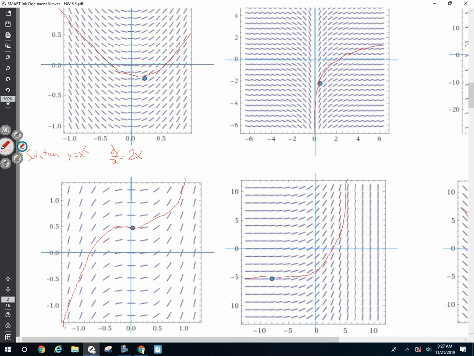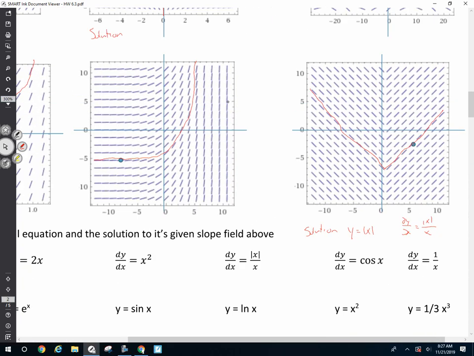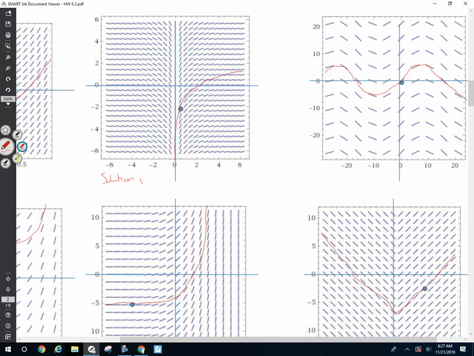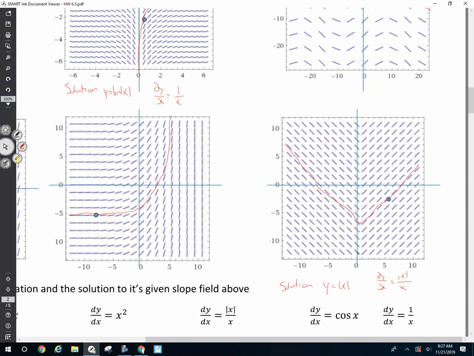Okay? This guy looks like either the square root function or a log function. I look and I see I don't have a square root function, but I do have a log function. It's probably log absolute x, which means the differential equation, the derivative of log x, is 1 over x. You can see 1 over x. It must be the differential equation.